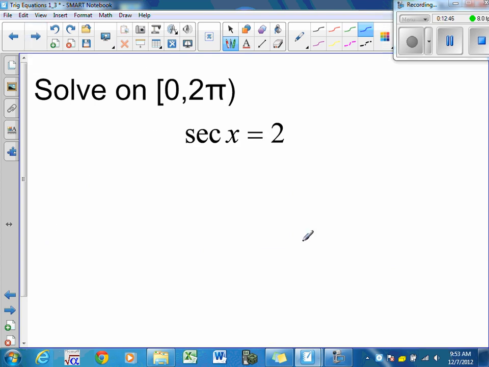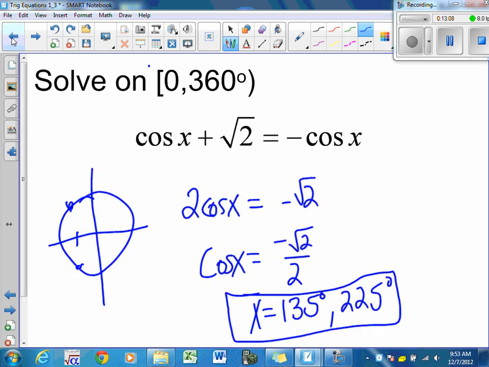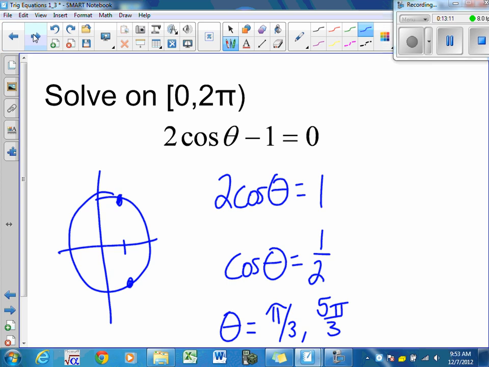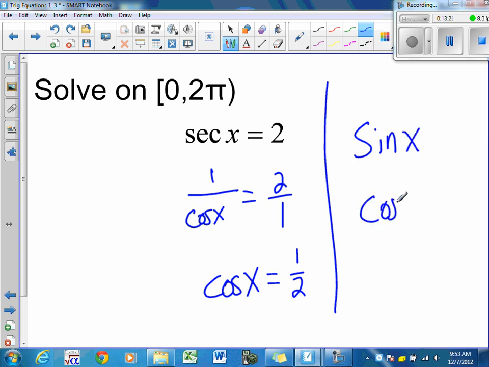You got to get sine, cosine, or secant by itself. Now with secant, it's a little different. It's hard to know secant, but we know secant is 1 over cosine. If we think of this as 1 over cosine equals 2 over 1, all I can do is flip both sides. And I can reduce this to cosine equals 1/2, and we've already done cosine of 1/2 a second ago. So what you have to do for all these problems is get them to where you end up with just sine, just cosine, or just tangent equals something that we can solve.